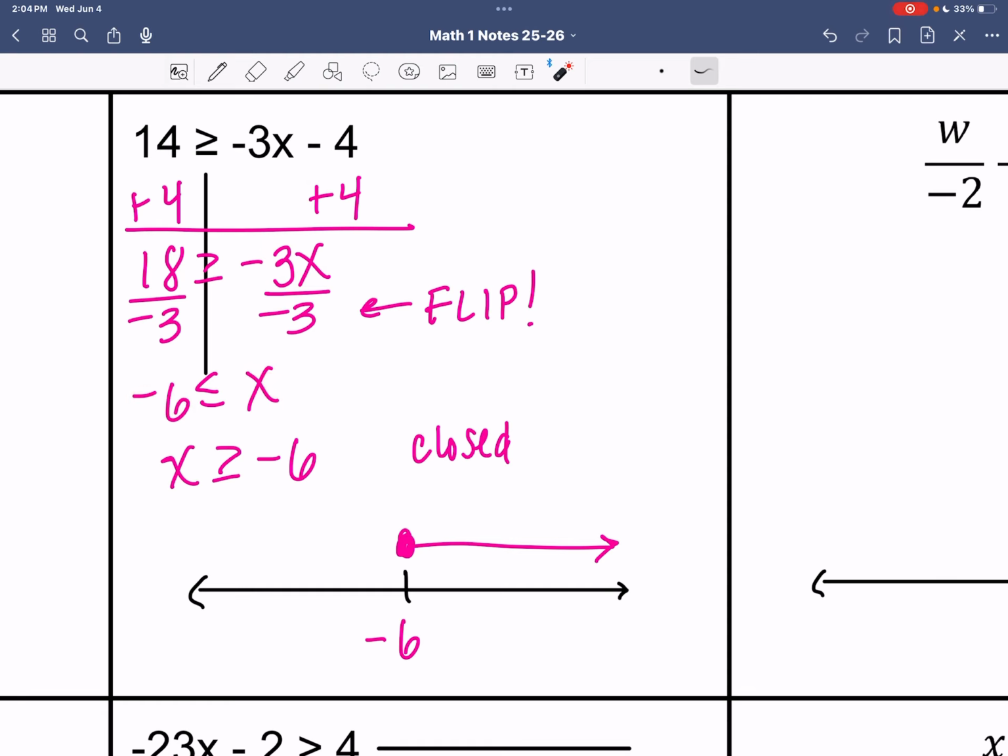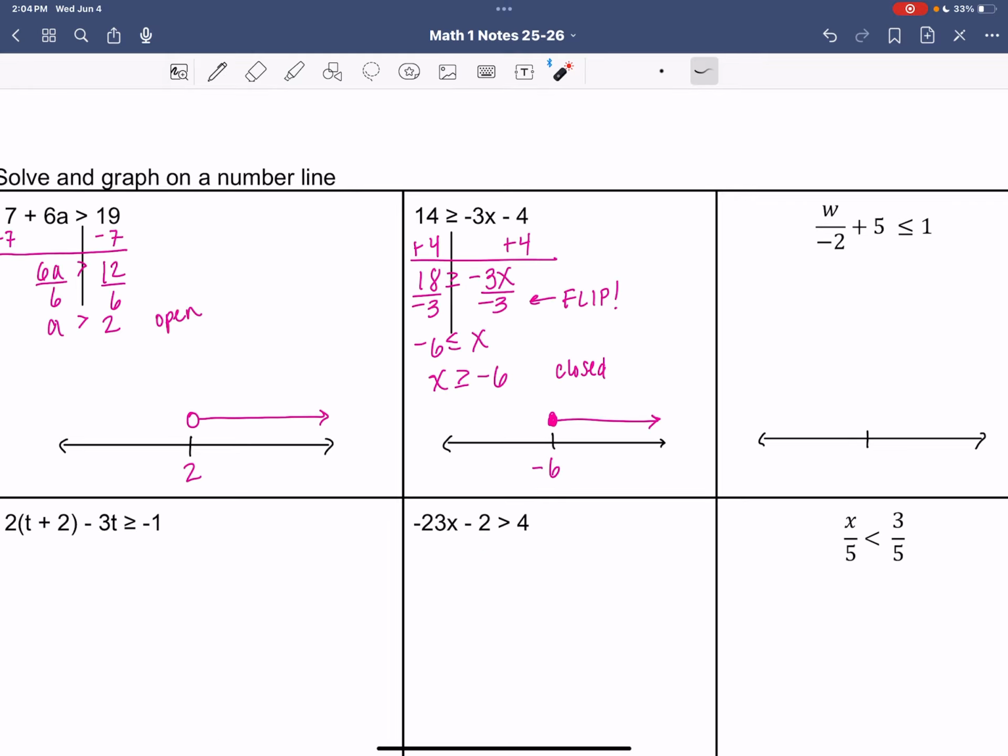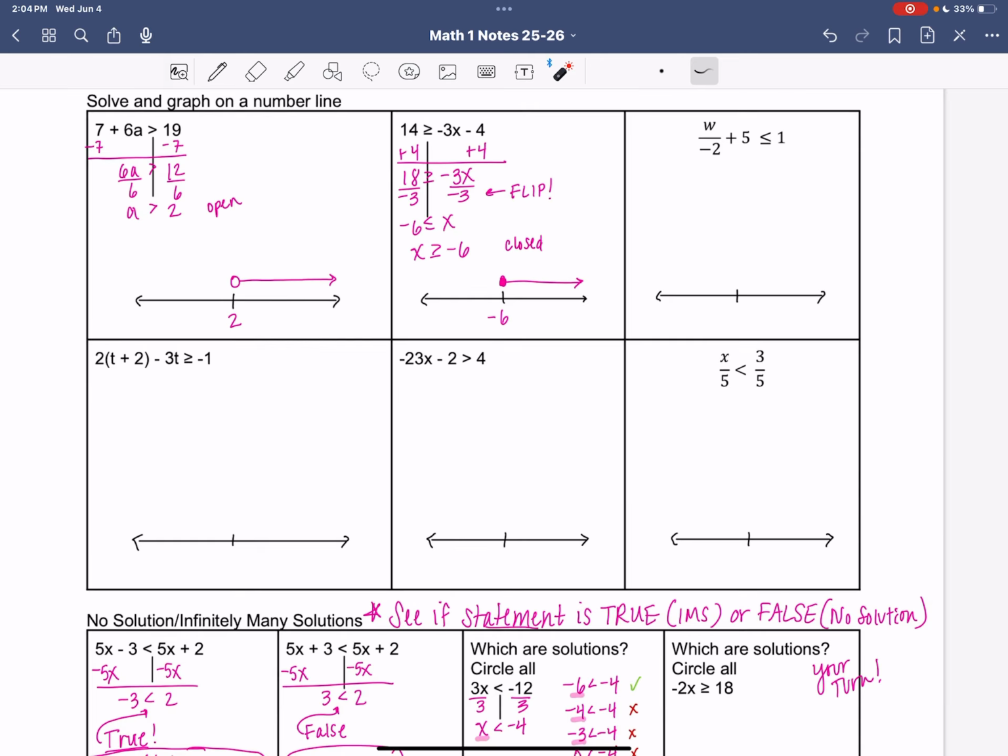All right, so you could do it this way, which is a solid point going the opposite direction of your arrow, or if you flip your order, you have to flip the sign also so it's still the same. But either way, you're going to graph it, and your graph should look like that. And it is a closed point because of the equal sign. All right, so what you're going to do is try the rest.